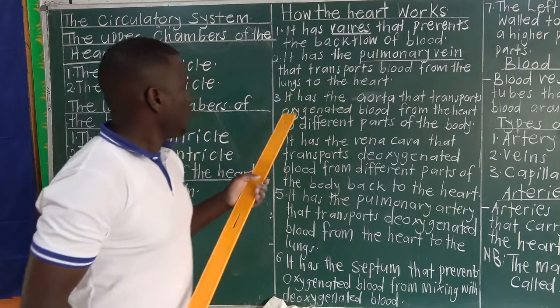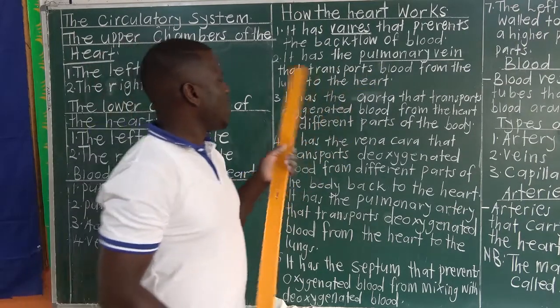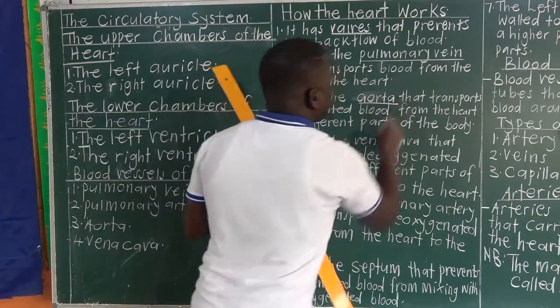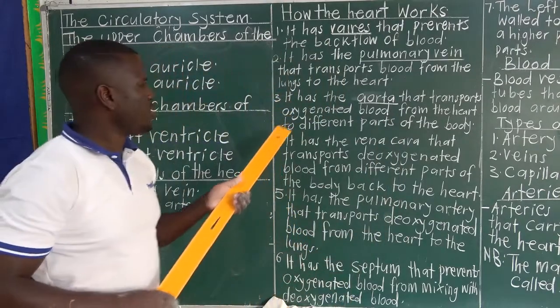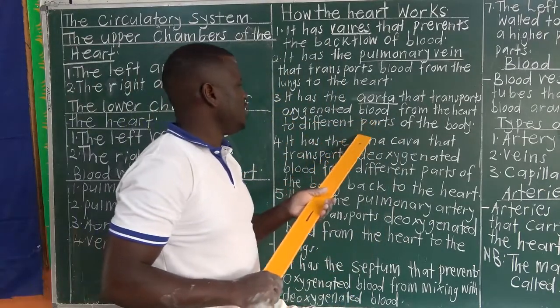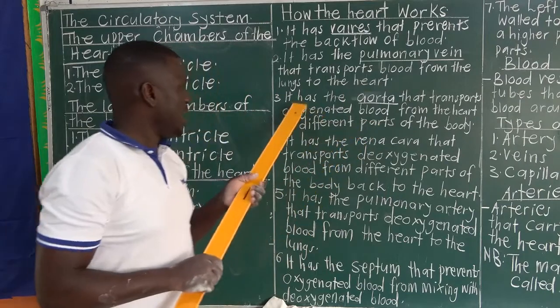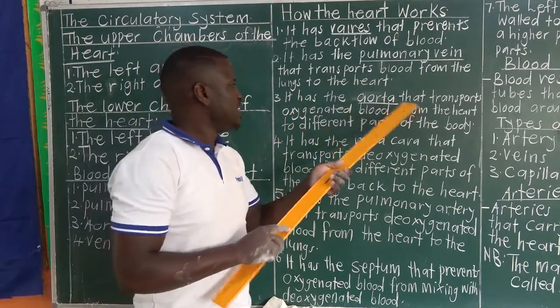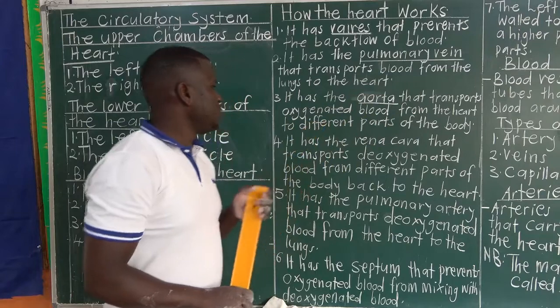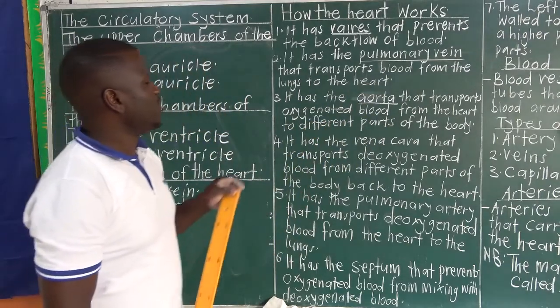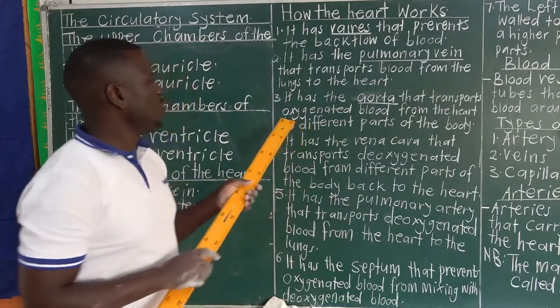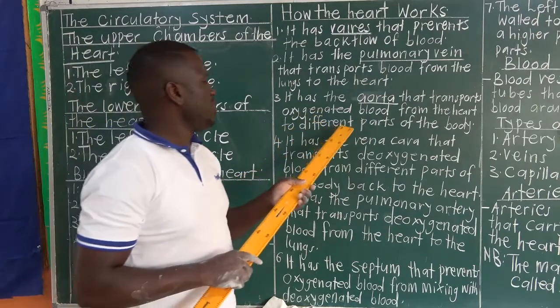Number three, we have what you call the aorta. The aorta transports oxygenated blood from the heart to different parts of the body. So the heart has the aorta that transports oxygenated blood from the heart to different parts of the body. I told you oxygenated blood is blood with oxygen.